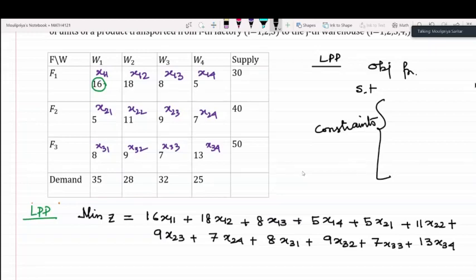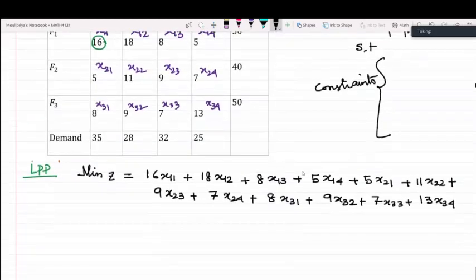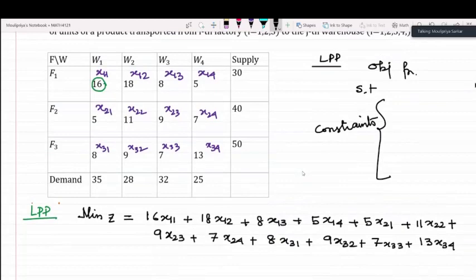F1 is supplying x11 units to W1. It is supplying x12 units to W2. The sum of the x1 terms should be greater than or equal to 0 and less than or equal to 30. So as you are saying, it is x11 plus x12 plus x13 plus x14 should be less than or equal to 30. Subject to.